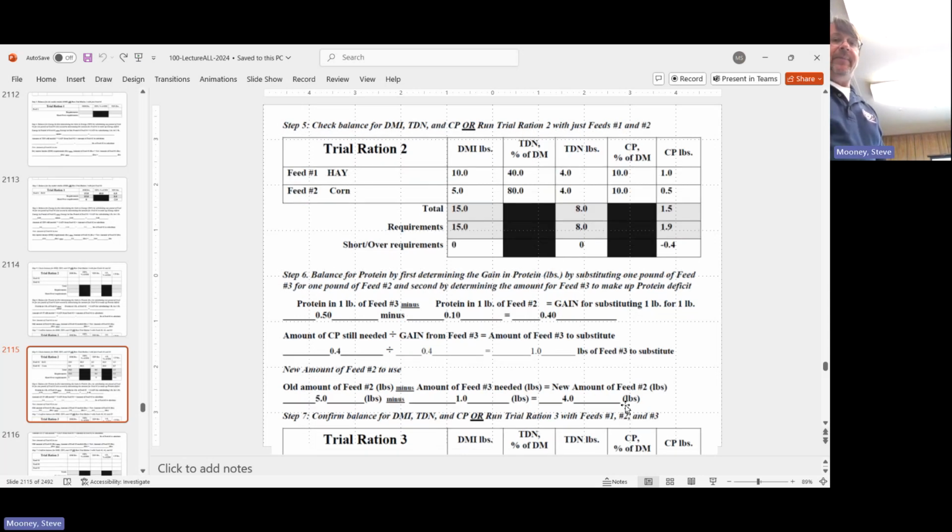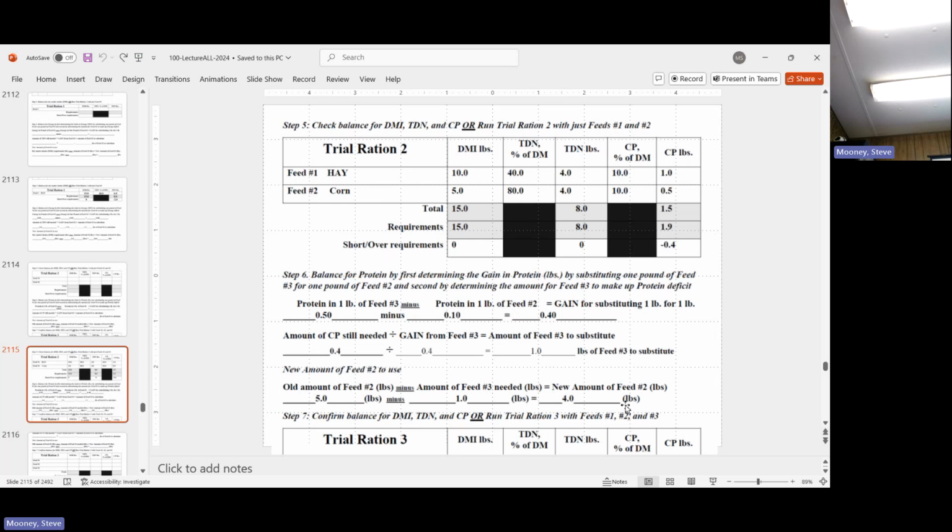Okay, how do we fill this in? We've got hay, we've got corn, 10 pounds of hay from the bottom of the other sheet. 10 pounds of hay dry matter, 5 pounds of corn. Everything balances out there. From step 2, we've got 40% TDN for our hay, 80% for our corn. We multiply the dry matter pounds times the percentage divided by 100. That's going to give us 4 pounds of TDN coming from both of those sources.